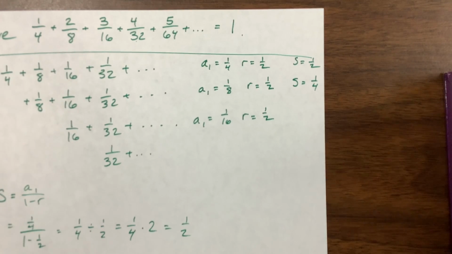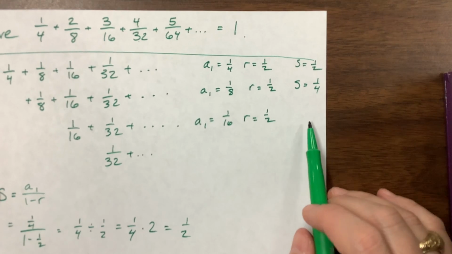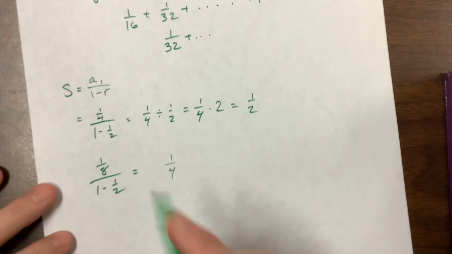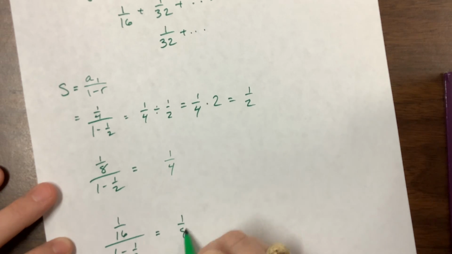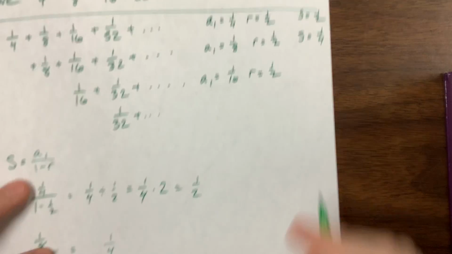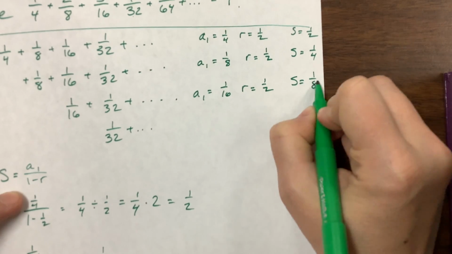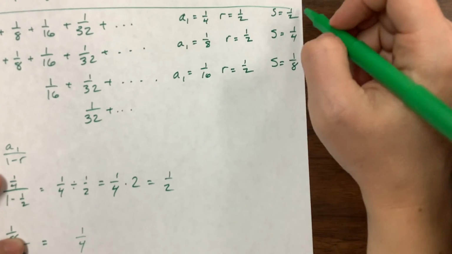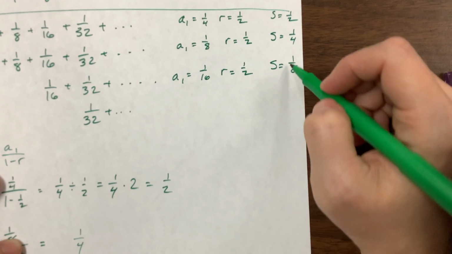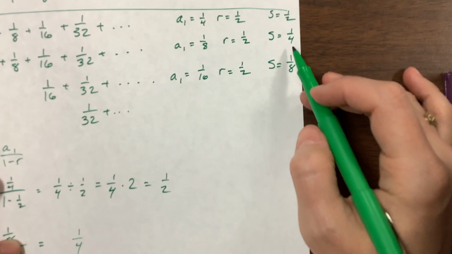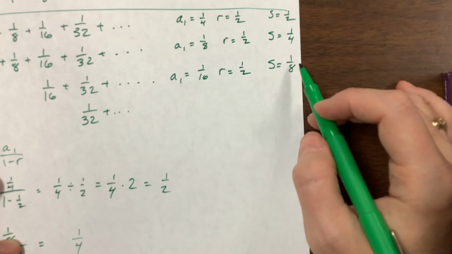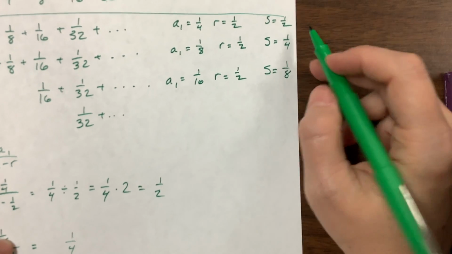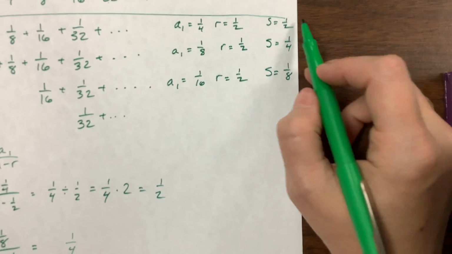Well, I don't know if we can see the pattern yet, but let's just try. I would expect the next one to have a sum of 1/8. So it's 1/16 divided by 1 minus 1/2, and 1/16 times 2 is going to give me 1/8. And so now my infinite series had a sum that is now a geometric series in and of itself. Okay, so now I've got a new series.